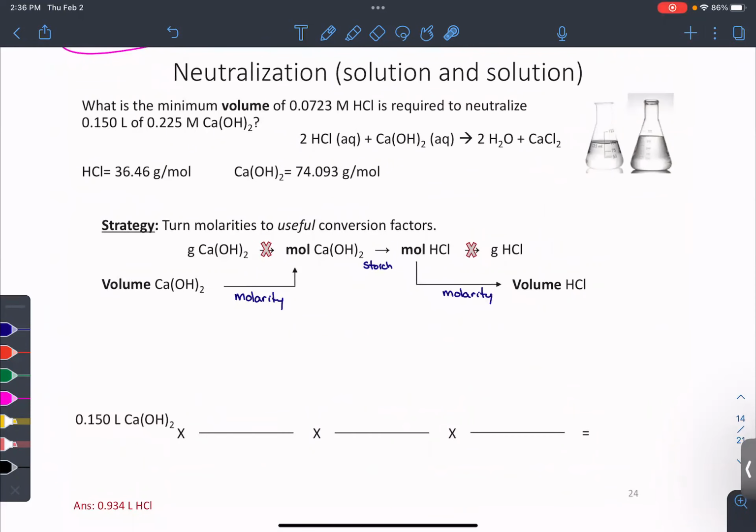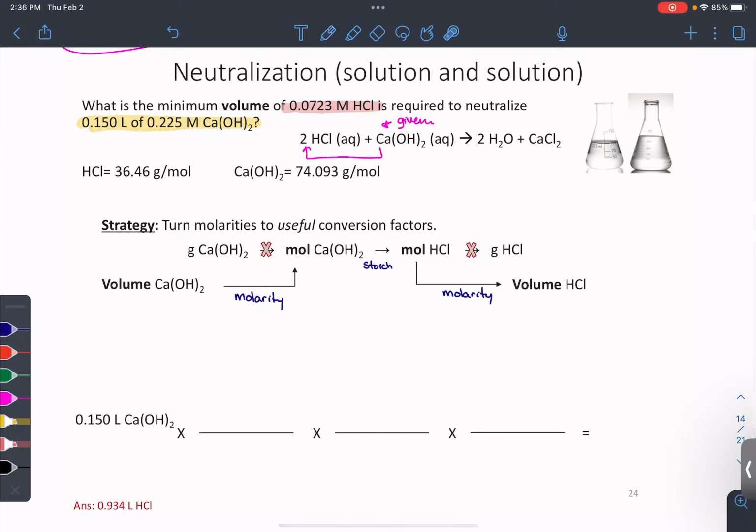The next one is now there's no solid. Now it's 2 solutions. This question's asking, what is the minimum amount of HCl? It's the same HCl that's required to neutralize this volume of this concentration calcium hydroxide. So it looks like I'm still given calcium hydroxide. I'm given a volume and a concentration. So I'm given all that information so I can calculate moles. I can use stoichiometry to get to HCl and then use the molarity that's given for that piece of information. So I'm given 2 different molarities here.